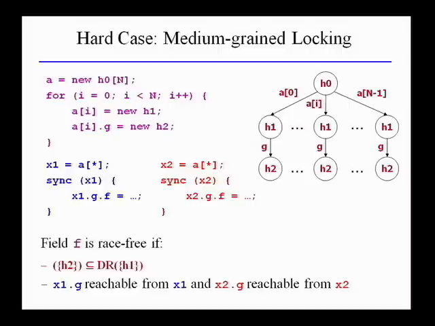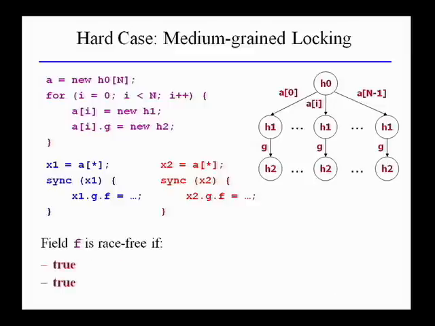As I said, I'm not showing you how the analysis of disjoint reachability works, but we have a separate analysis that computes these disjoint reachability relationships, and this one is true, and so we'll be able to prove that this is race-free.